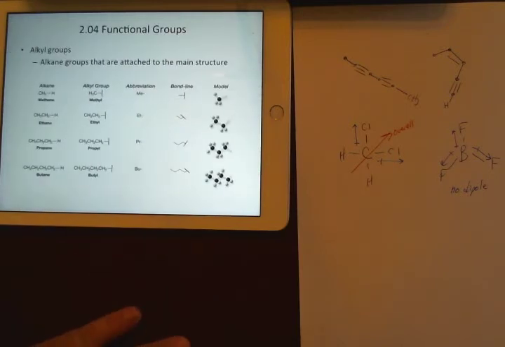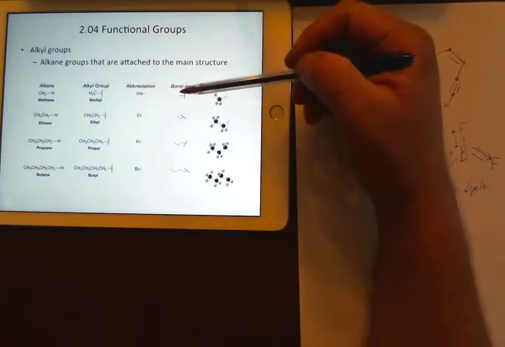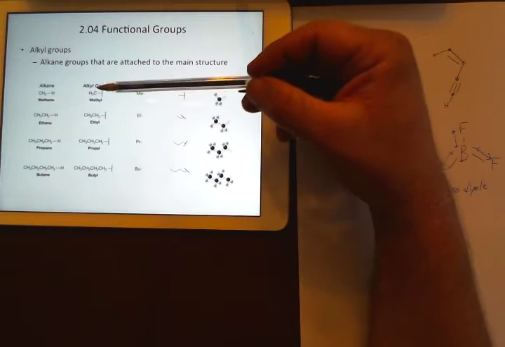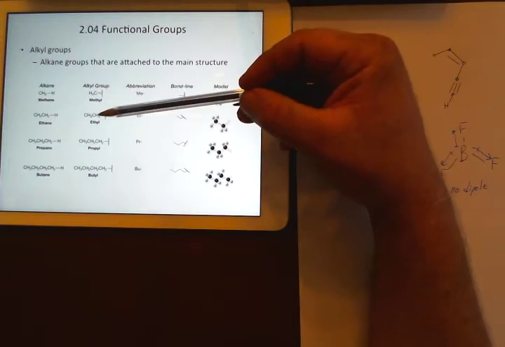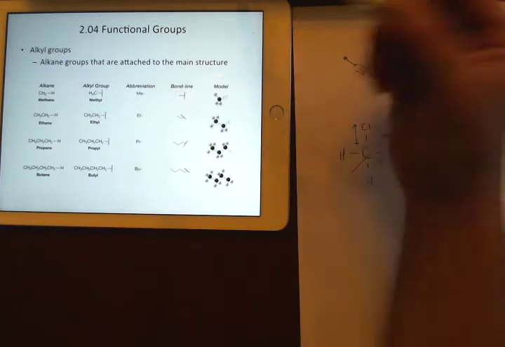Okay, so for alkyl groups, these are carbon groups that are away from the main chain. We'll talk about more; I just want you to recognize them, that you can have groups coming off. So one carbon group is called methyl, 2 carbons ethyl, 3 propyl, 4 butyl. We'll talk about this more, about how to do the naming.